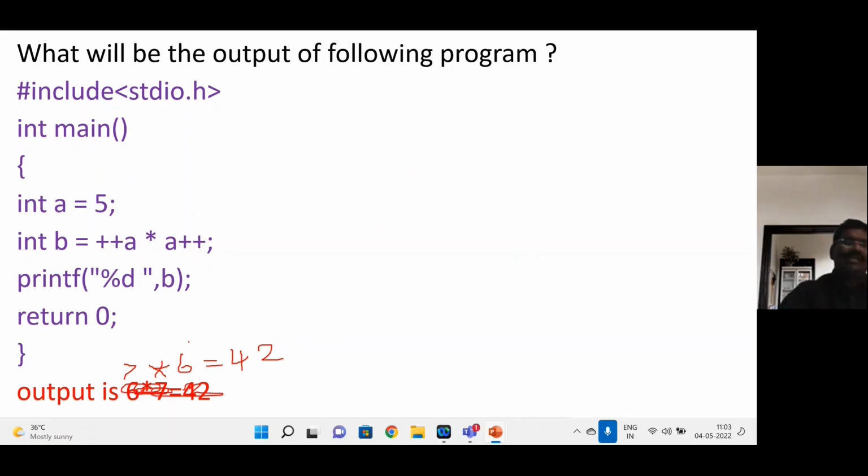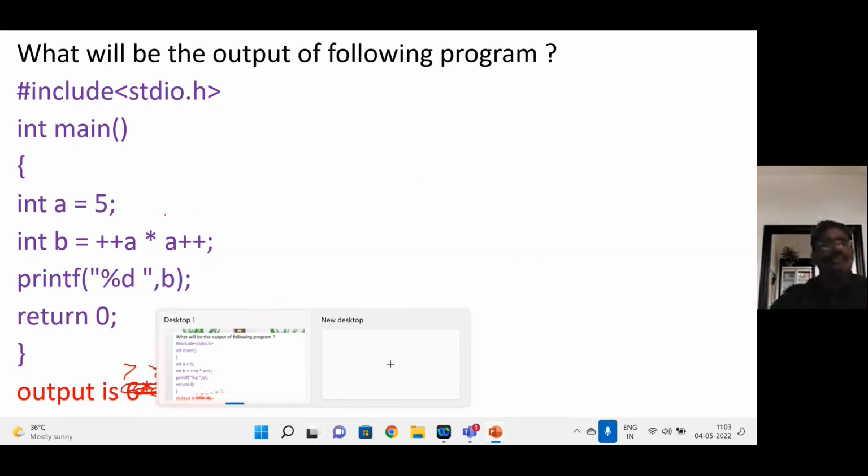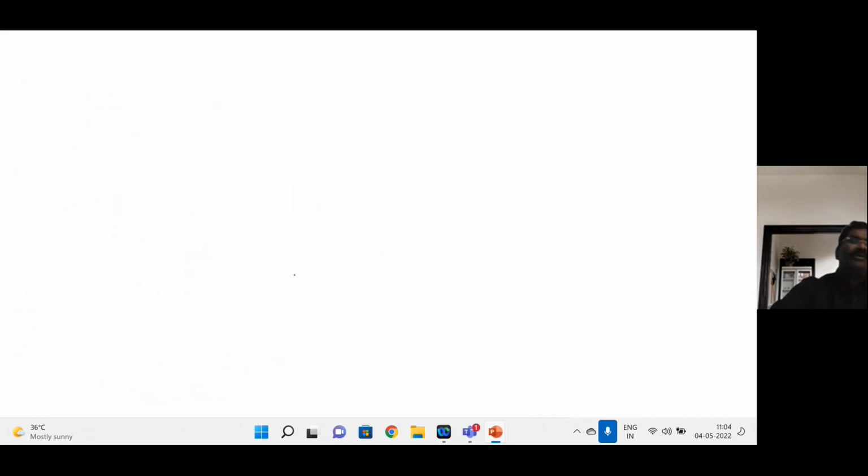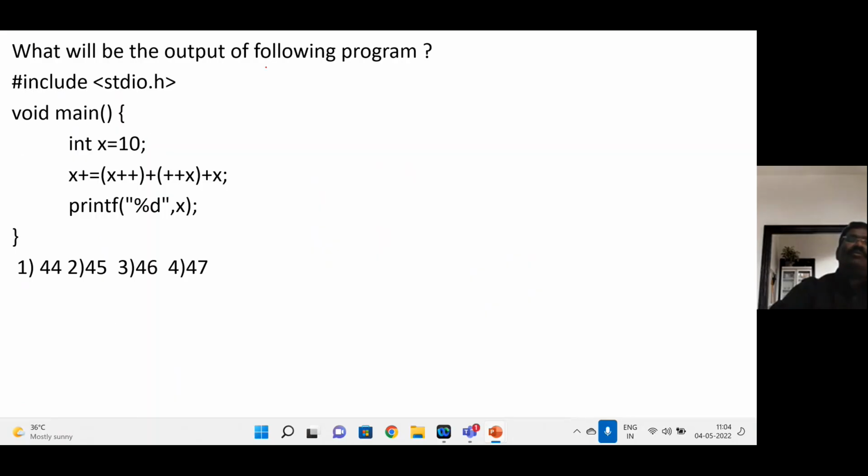You can see that I just wrote 6 and 7. The first ++ is there. How many increment operators? 1 and 2. 2 plus 5 is equal to 7. 7 into 6, and after this there is one more thing. So that is 7 into 6, which is equal to 42. We are getting it, right?